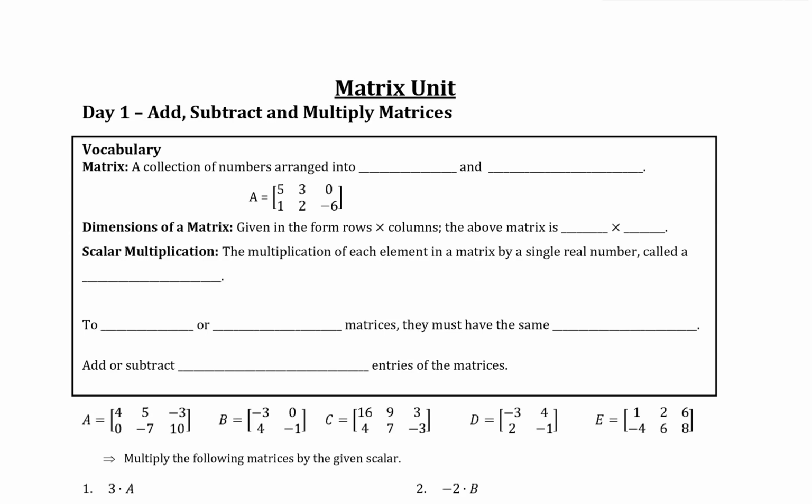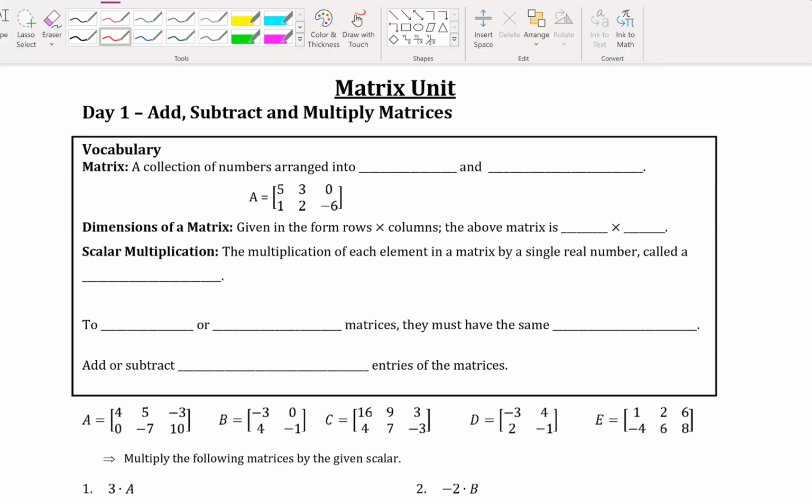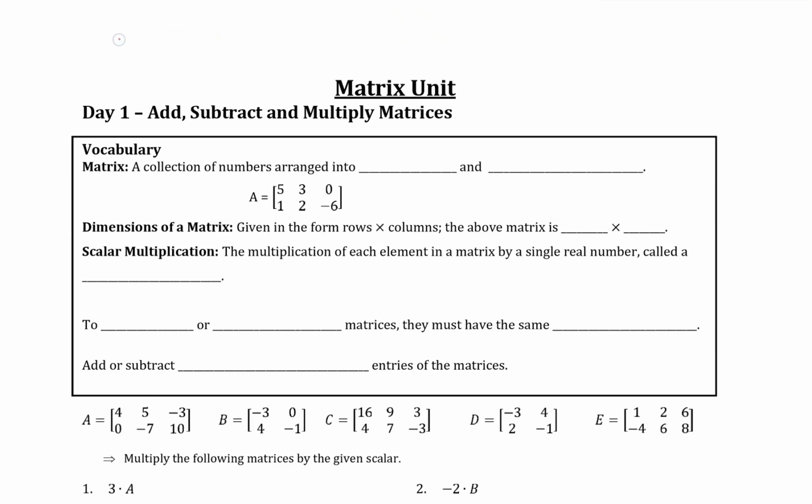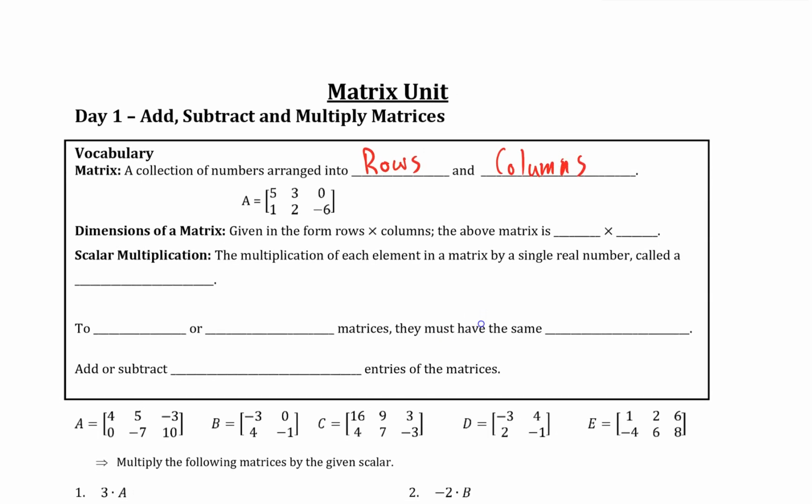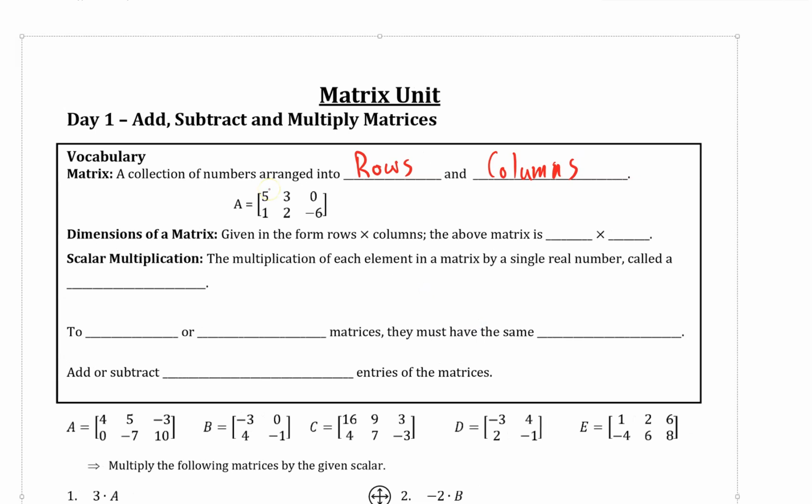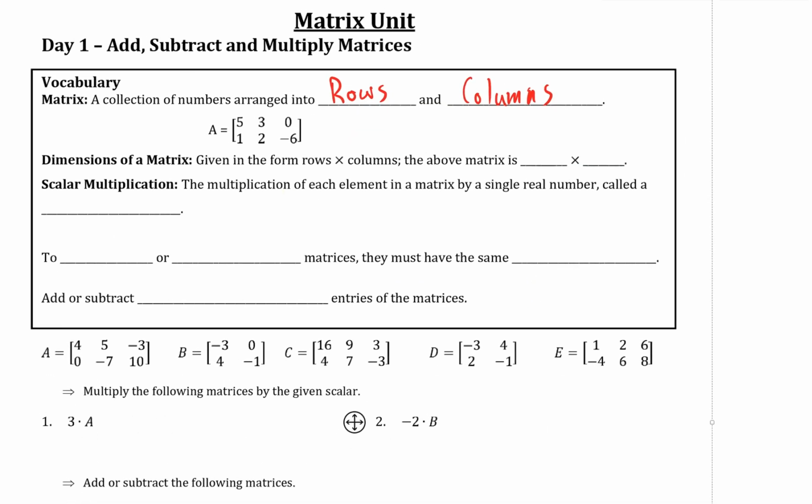So let's just get started here with a couple of vocabulary terms. First of all, a matrix. It's a collection of numbers arranged into rows and columns. Here we have 2 rows and we have 3 columns. So the dimensions of the matrix in this particular one would be a 2 by 3. So you always do rows by columns.